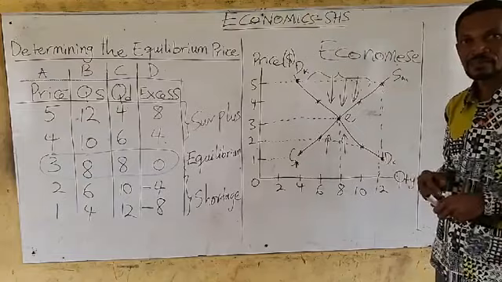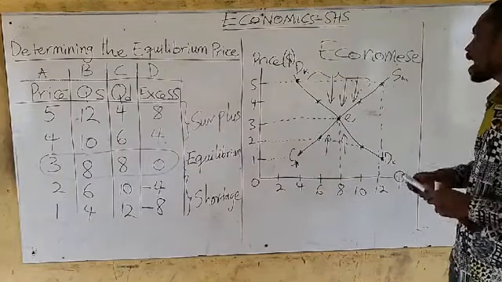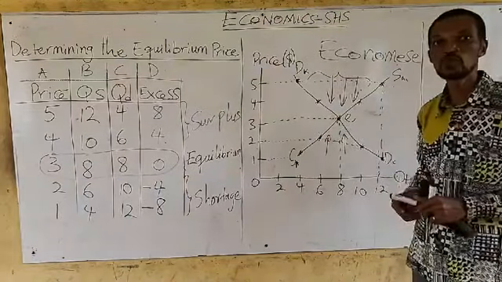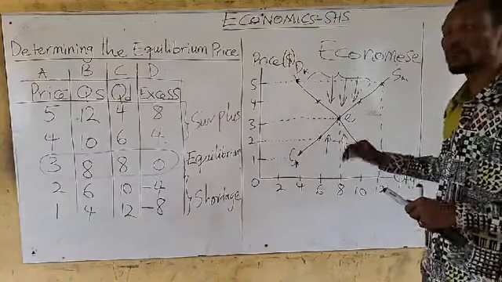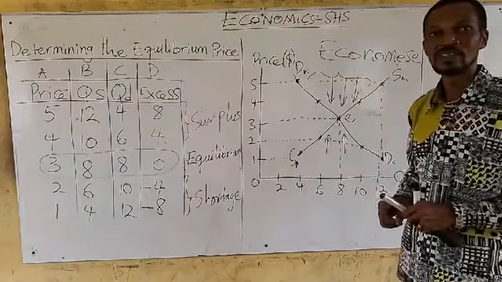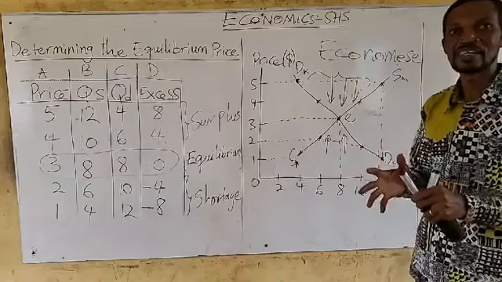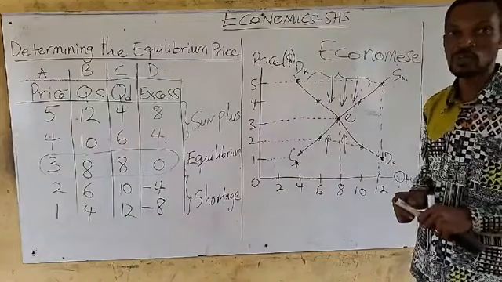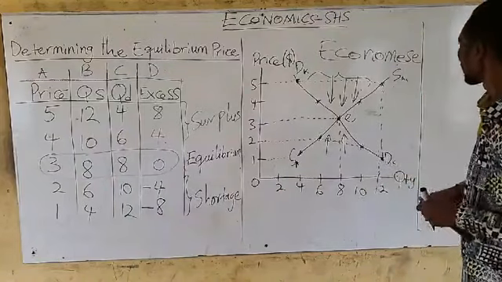Okay? Very good. Then the last thing that we have to do is to establish what we call the market price and the market quantity using a simple equation. All right.